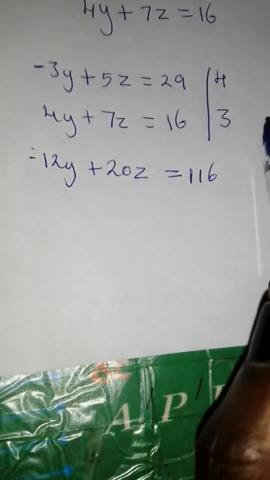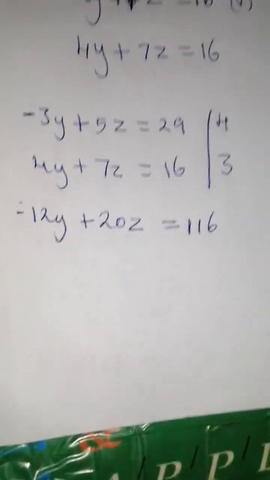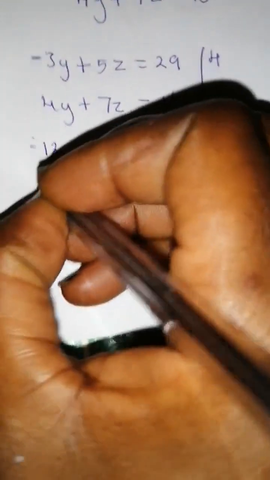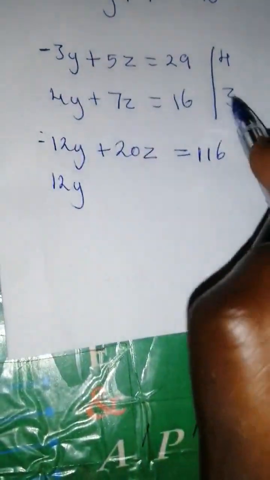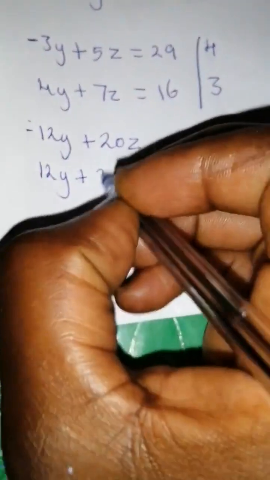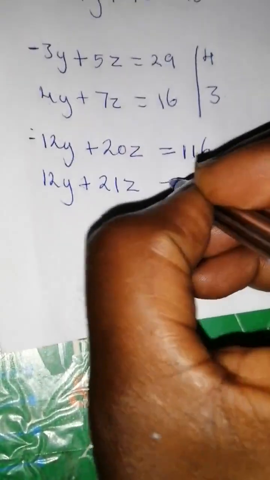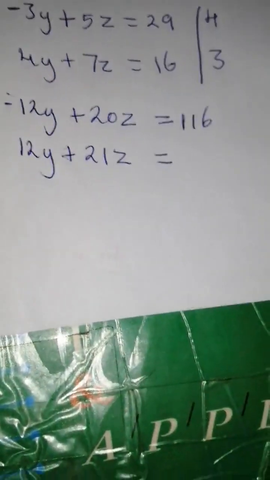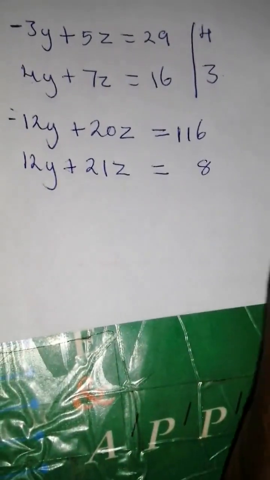Then the next equation, I multiply 3 with all the terms in the equation. 3 times 4 is 12y. 3 times 7 is 21z. 3 times 16 will give me 3 times 6 is 18. Remain with 1. 3 times 1 is 3 plus 1 to give me 4. So 3 times 16 is 48.